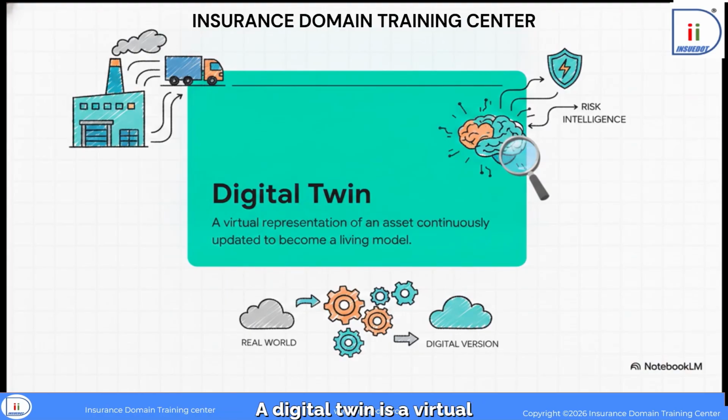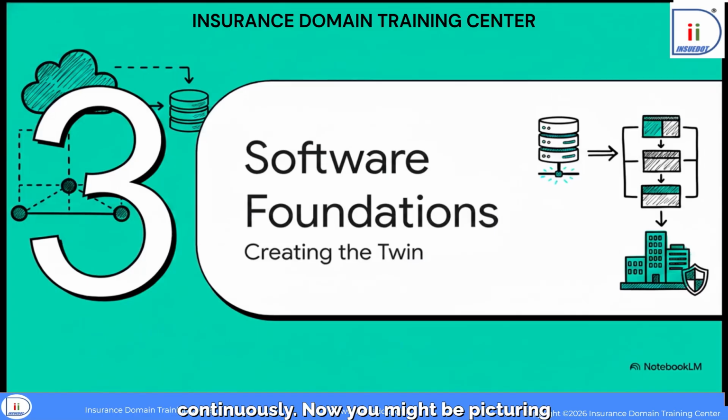A digital twin is a virtual representation of a physical asset. Maybe it's a massive warehouse or a fleet of delivery trucks. But listen, this isn't just some static 3D model or a fancy blueprint. It breathes. It changes right alongside the real factory. Information is constantly flowing from the physical asset out in the real world straight into this digital version, updating it continuously.